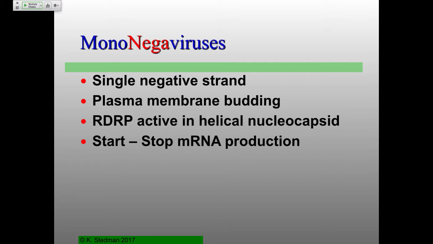And then all of these mononegaviruses have start and stop mRNA production. And when we talk about the filoviruses on Wednesday, basically it's the same kind of mechanism there. But more interesting diseases, so we'll spend more time talking about disease on Wednesday.